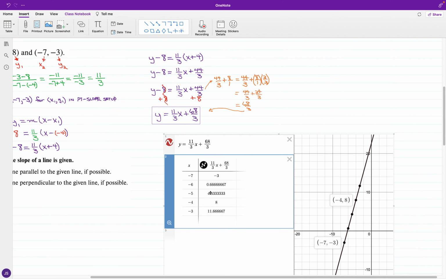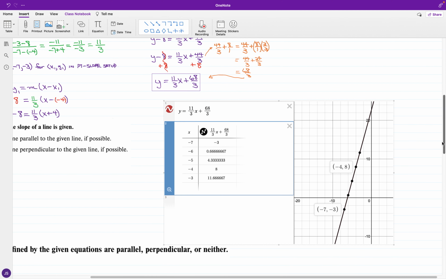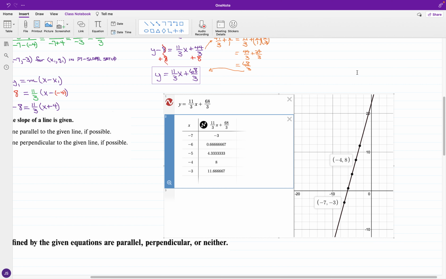And again, among the points through which the line will pass, we had the stated (-7, -3), and also (-4, 8). And just like the line in number 6, since the slope is positive, it is going to proceed upward as you read the graph from left to right. Okay, all right. Now, in the crossover again to looking at parallel and perpendicular line characteristics.